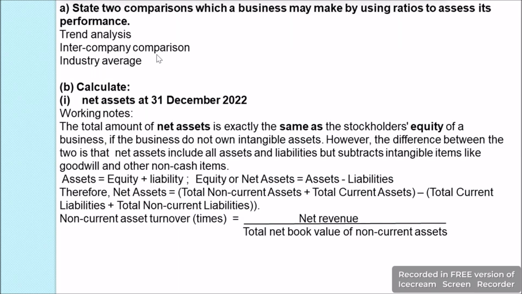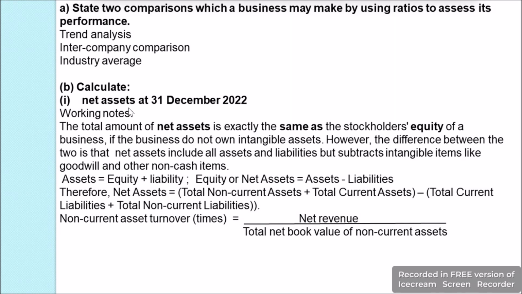Or there is another comparison which is the industry average, where we find the average for all the industries. Like for the mobile industry, we find the average ratios for the whole mobile industry and compare our firm with the average of the industry.